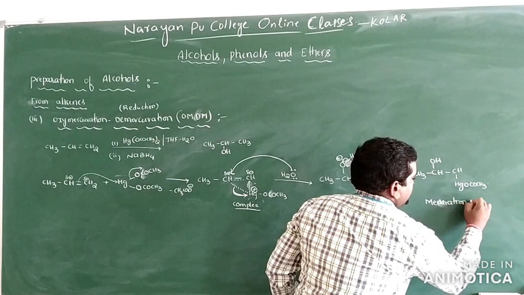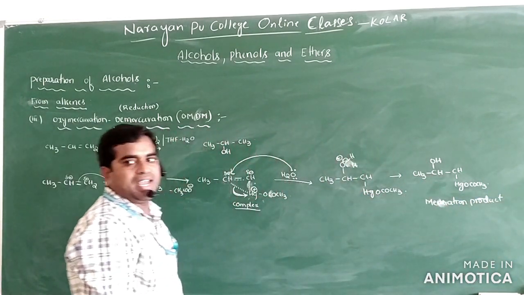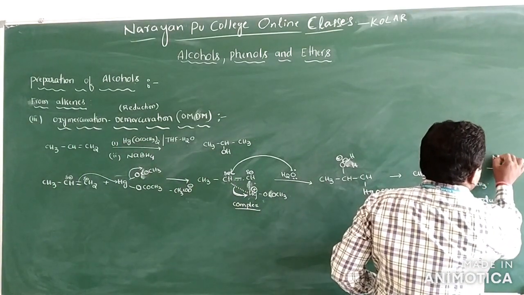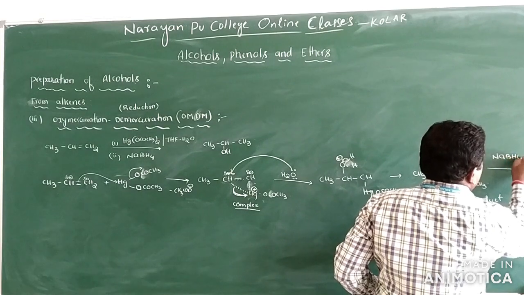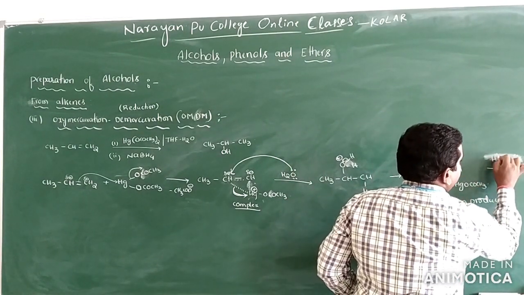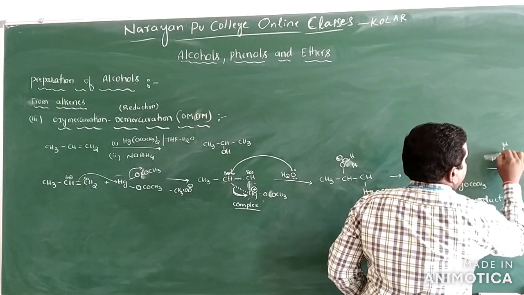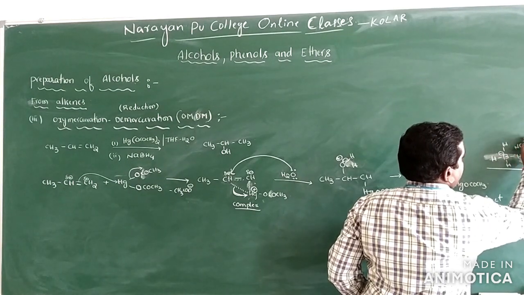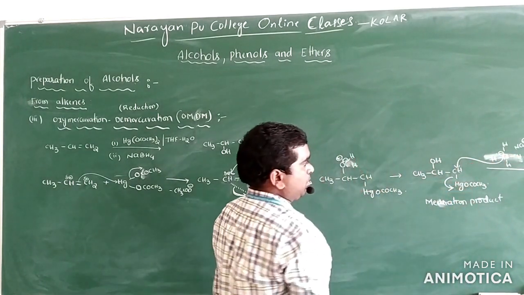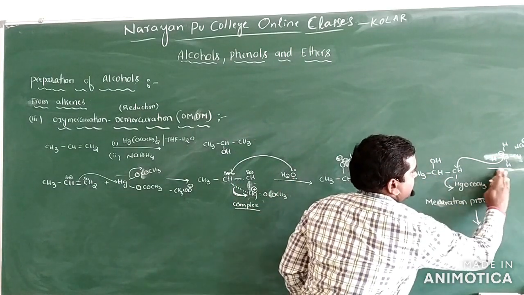Mercuration product means which one is added here? Mercury is added, so that's why we call it a mercuration product. And the last part we have to do is reduction. Reduction by using which one? Sodium borohydride. It provides the hydride ion. You can write here sodium borohydride, H minus, and here Na plus, and this attacks here and the mercury will be removed. Then what compound are you getting? CH3. You are getting this.